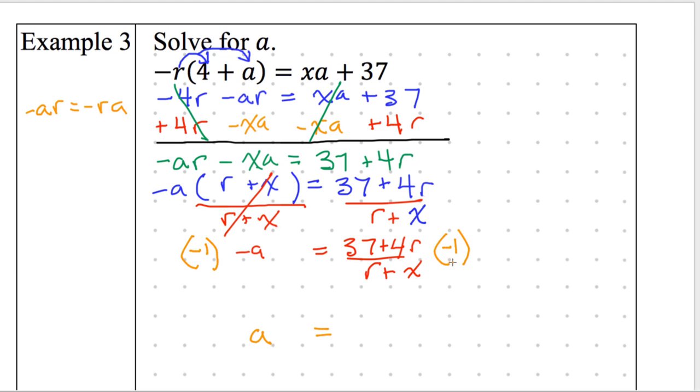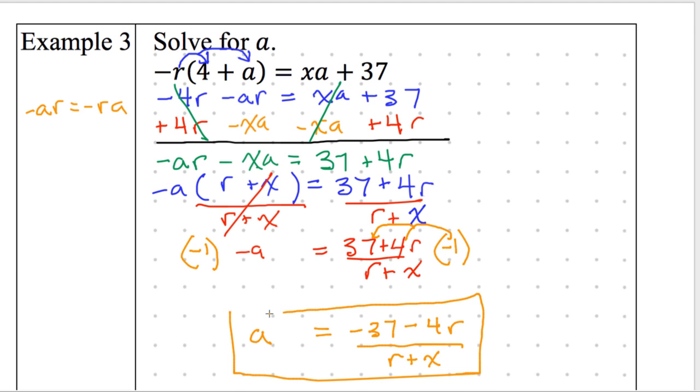Then I'm going to multiply this by negative 1. I can either multiply that negative 1 to the top or the bottom. I'm just going to randomly decide. I'm going to choose the top. If I multiply that negative 1 to the top, I'm going to have to distribute the negative 1 to both of these terms. When I distribute, I'm just going to write this out because we're low on time. This is going to be negative 37 minus 4r. The bottom stays the same. Bottom, nothing happened to r plus x. And as Monse says, it's not complete unless you box your final answer, Mr. Sindel. There it is. There's a.